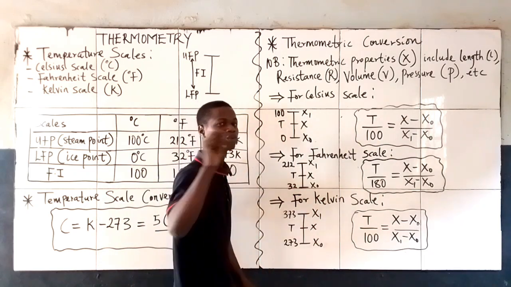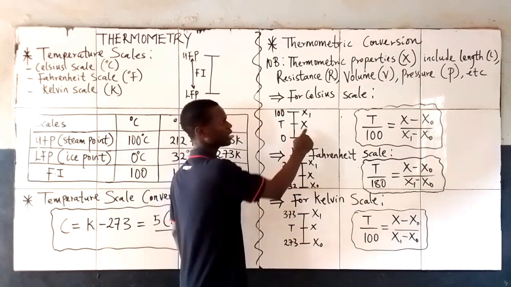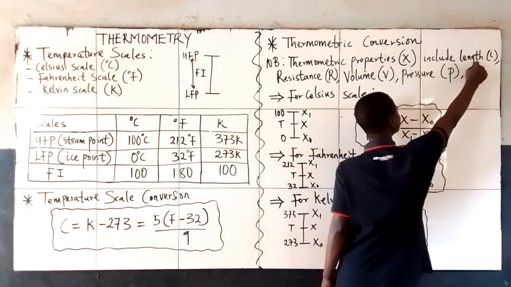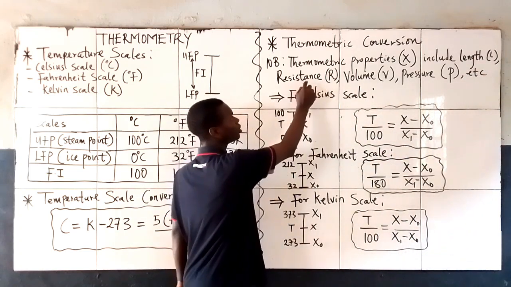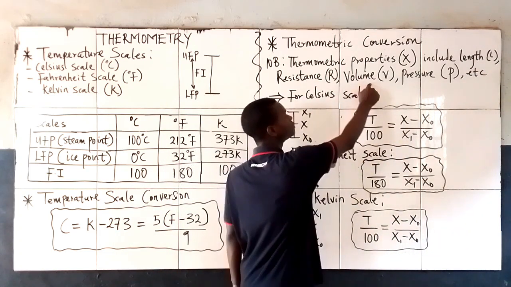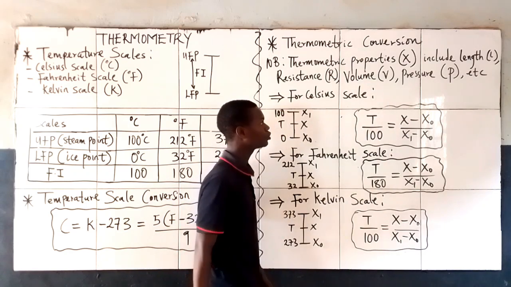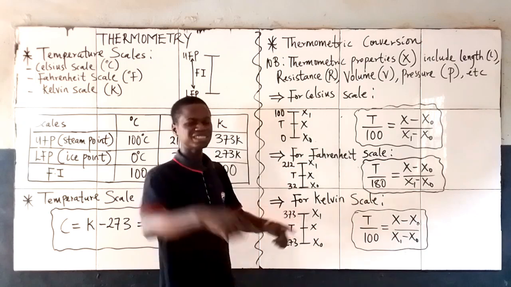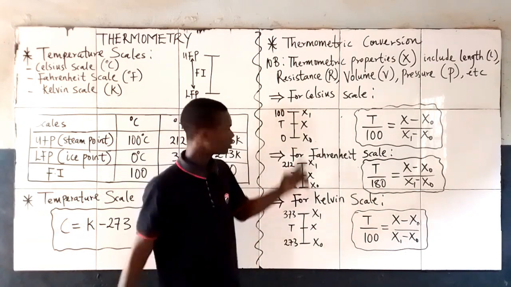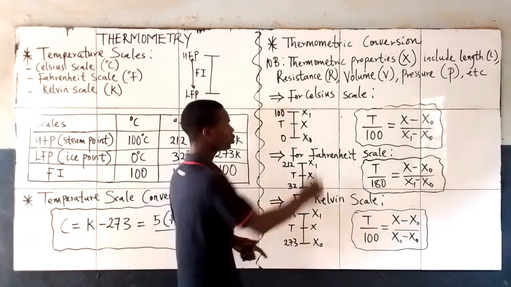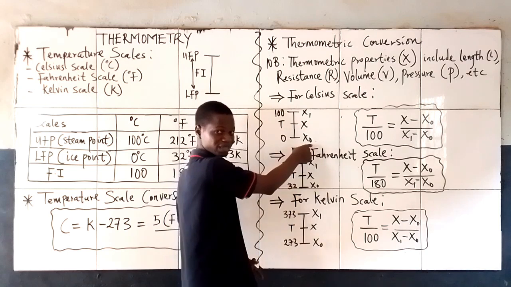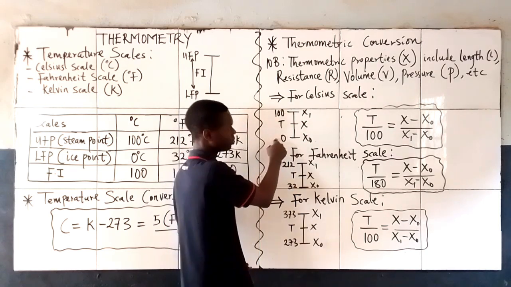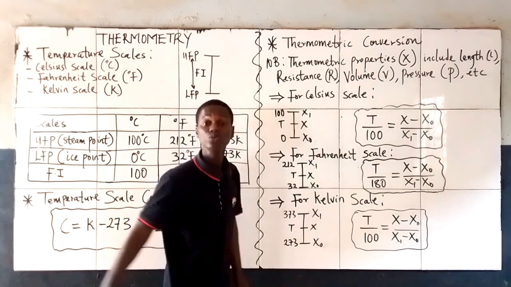They will say if at an unknown temperature, the thermometric property is now, let's say, 30 cm, let's say 50 ohm, let's say 300 cm cube, let's say 100 millimeter of mercury. What is the corresponding temperature? That means it's T that is unknown. So this and this will be provided. This you already know them. So you'll be made to find the unknown temperature.